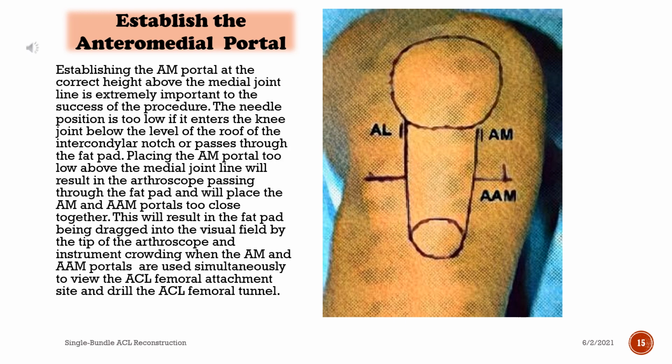Establish the anteromedial portal. Establishing the AM portal at the correct height above the medial joint line is extremely important to the success of the procedure. The needle position is too low if it enters the knee joint below the level of the roof of the intercondylar notch or passes through the fat pad. Placing the AM portal too low above the medial joint line will result in the arthroscope passing through the fat pad and will place the AM and AAM portals too close together. This will result in the fat pad being dragged into the visual field by the tip of the arthroscope and instrument crowding when the AM and AAM portals are used simultaneously to view the ACL femoral attachment site and drill the ACL femoral tunnel.